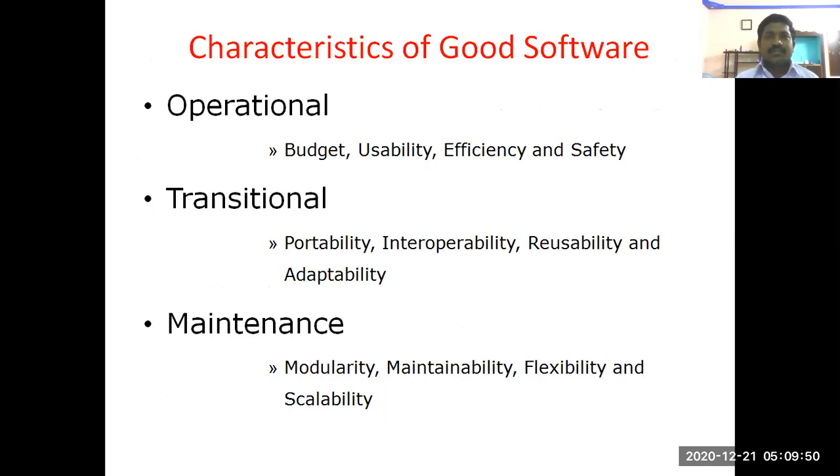Then the characteristics of good software: operational characteristics, transitional characteristics, and maintenance characteristics. These are the three characteristics involved while developing a software product. Operational characteristics include budget, usability, efficiency, and safety of the product. Transitional characteristics involve portability, interoperability, reusability, and adaptability of the software product. The final characteristics, maintenance characteristics, involve modularity, maintainability, flexibility, and scalability of the product.